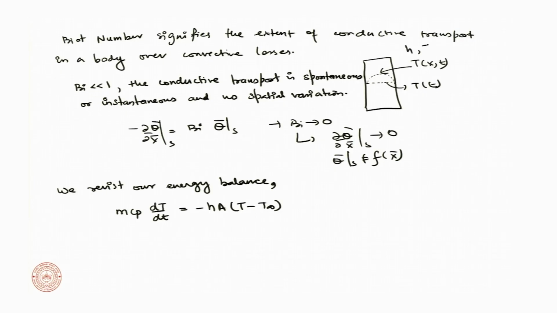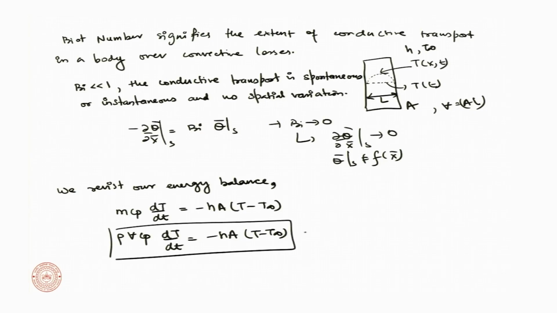So, we have h and T infinity outside, our cross section area is A, our body's thickness is some L, our volume is V equals A into L. With this we can write this as rho V Cp dT by dt equals minus hA (T minus T infinity). Okay. So, this becomes our governing equation, and our initial condition to solve this, T at time t equals 0, will be some temperature T naught. That will be our initial temperature. Perfect.